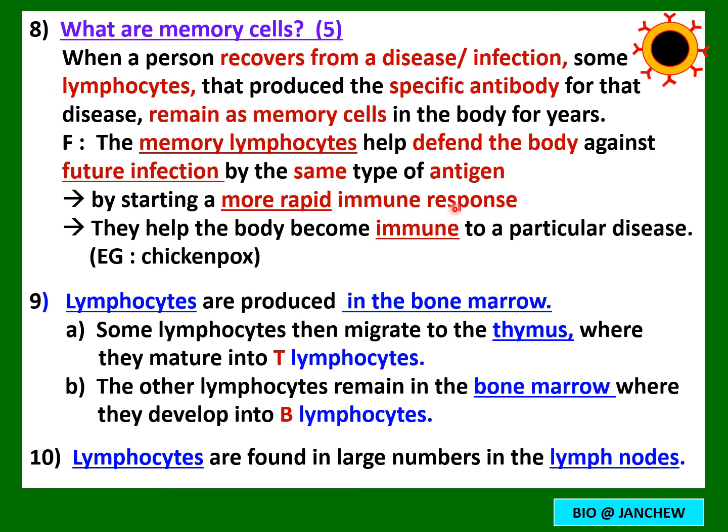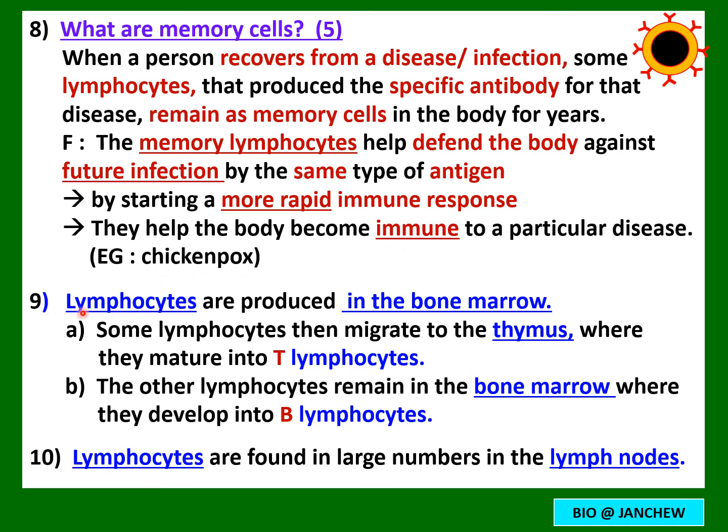In that way, the antigen or the virus or bacteria will be destroyed even before it can cause the person to fall sick. So the person will not fall sick, and we say that the body has become immune to the particular disease. That means even when the person is exposed to the virus or bacteria for that particular disease, let's say the virus that causes chickenpox, he will not fall sick because his body is able to produce large amounts of the specific antibody to destroy the pathogen before it can cause any harm to the body.